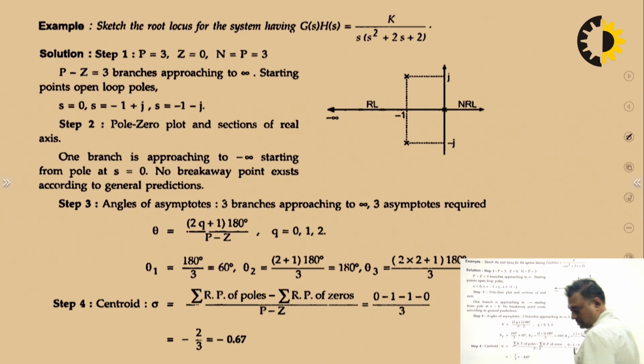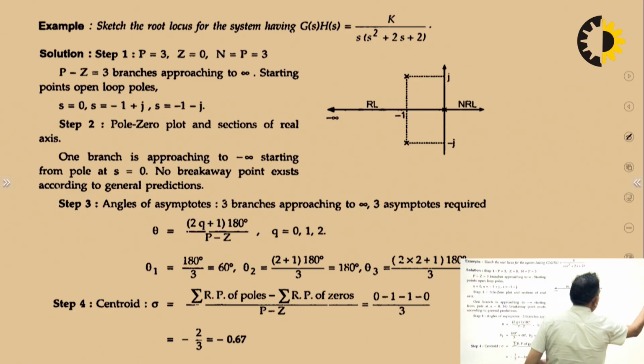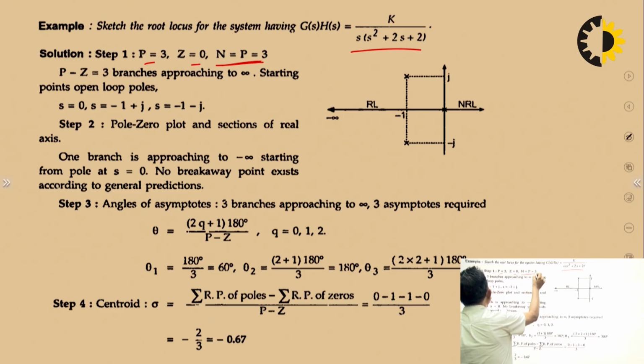Now we will see one complete question based on root locus. First of all, we will calculate the number of poles and zeros. You can see there are 3 poles, so p equals 3, there is no zero, z equals 0. The number of branches of root locus is n or p, whichever is greater. So here n equals p equals 3. There are 3 branches and no zeros, so all the branches will originate from open loop poles and terminate towards infinity, because there is no zero.